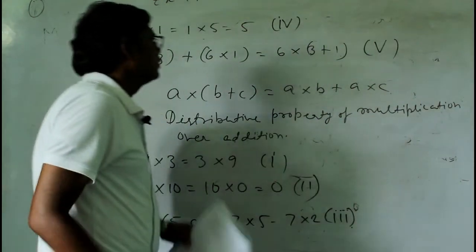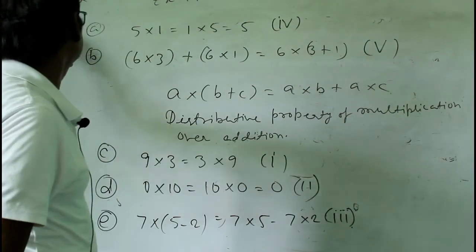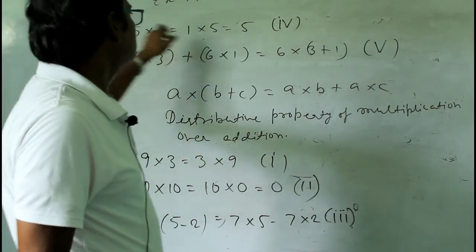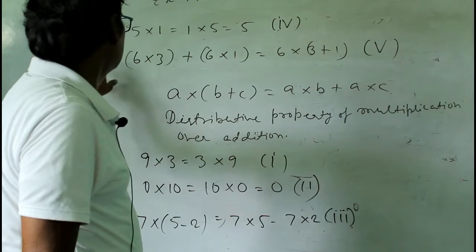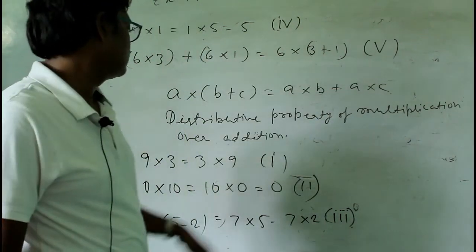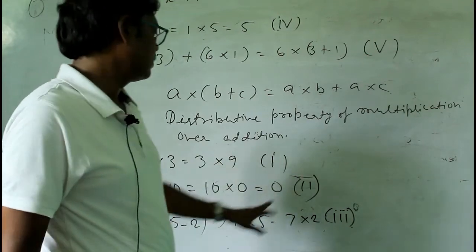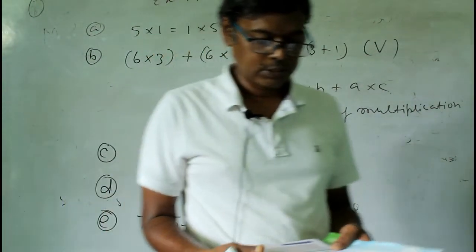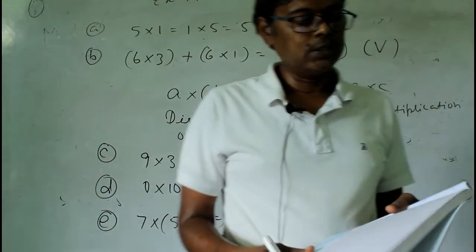So this is the solution of question number 1. For A, the answer is the 4th number. For B, the matching number is 5. For C, the matching number is 1. For D, the matching number is 2. And for E, the matching number is 3. Now move on to the next question.